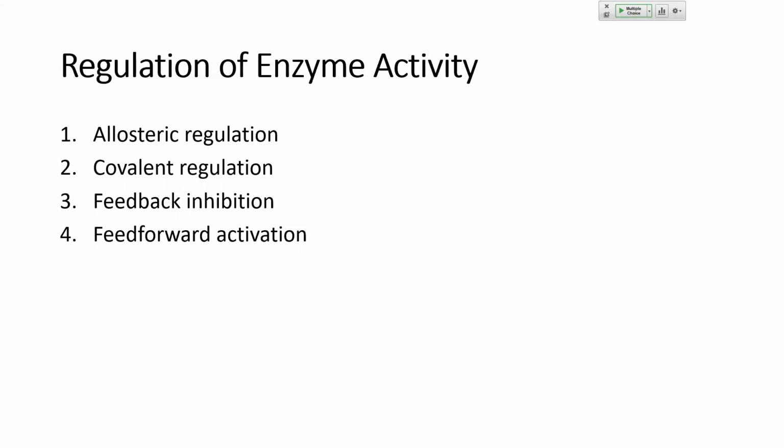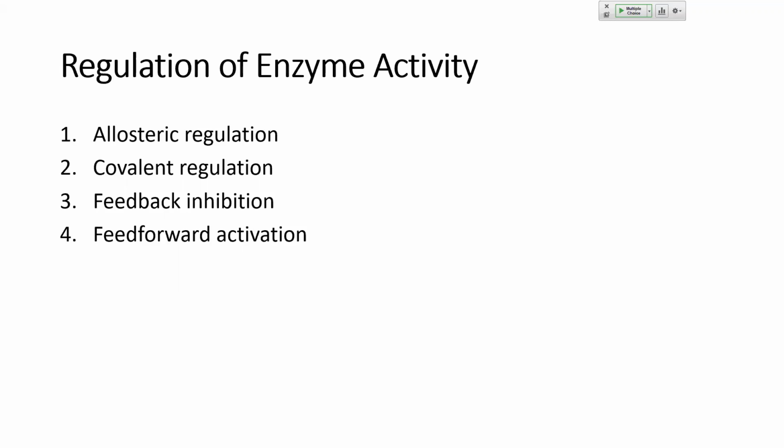The last thing we'll talk about here is the regulation of enzyme activity, and there are four main mechanisms to regulate enzyme activity. When we talk about regulation of enzyme activity, we're basically talking about what can turn enzymes on and off. So we don't want enzymes to be on all the time in our body. That doesn't make sense. That's not efficient, right?